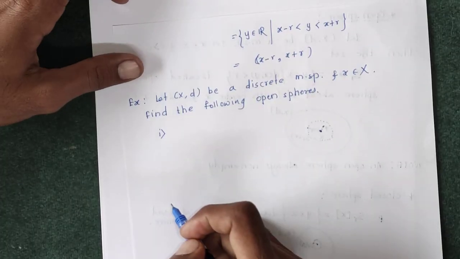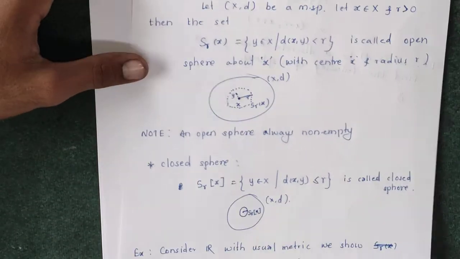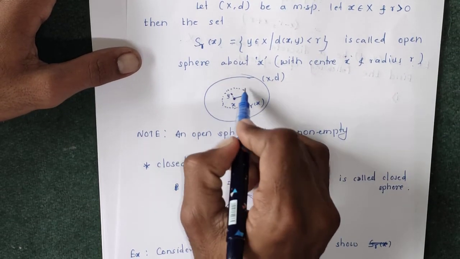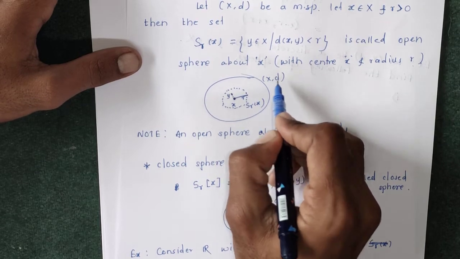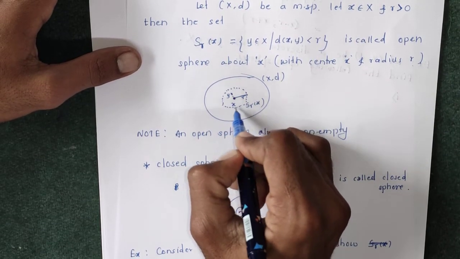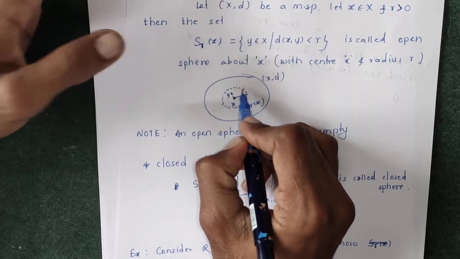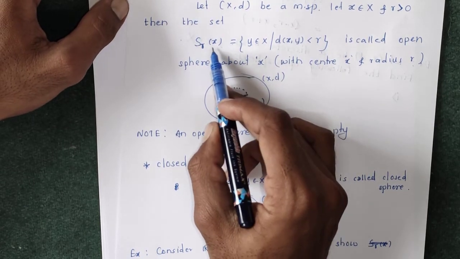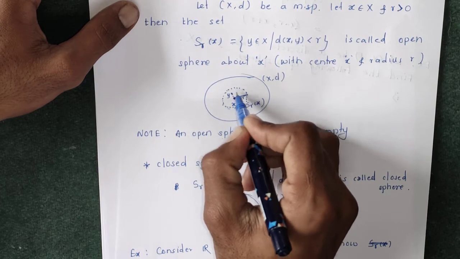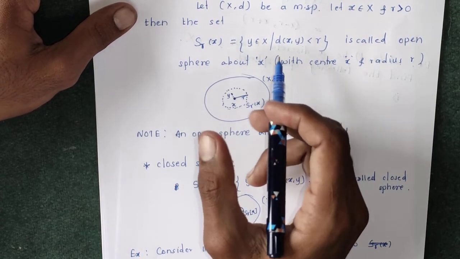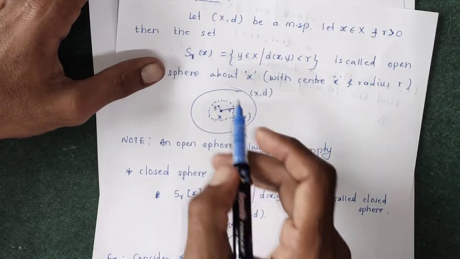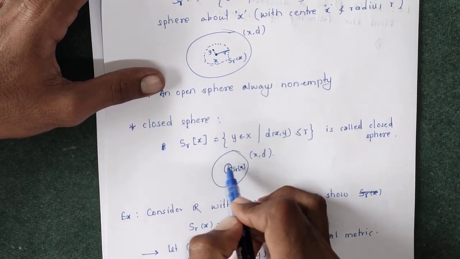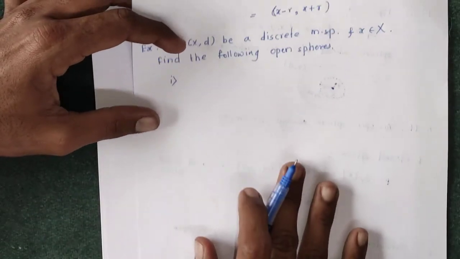And now we have seen two definitions: open sphere and closed sphere. The definition of open sphere is the set of y belonging to X such that distance of xy is less than r. You have to print this diagram in your mind. Let (X, d) be a metric space, x is the center, r is the radius, and if you draw this circle or sphere, then all the elements interior to the sphere are the elements of this open sphere. All the elements interior to this sphere form the set, and that set is called the open sphere. Similarly for the closed sphere, if we include this boundary and the interior points, then the whole forms a closed sphere. So this definition must be clear.